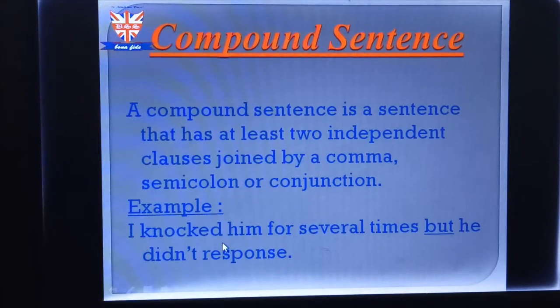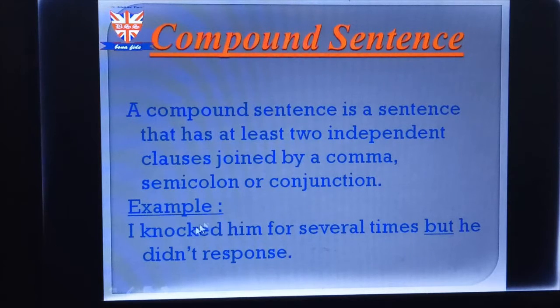Let's go for the compound sentence. It's also very easy. The difference between complex and compound is that complex has two parts, where one part is complete and another is incomplete. But a compound sentence also has two parts, and both of the parts are complete. A compound sentence is a sentence that has at least two independent clauses joined by a comma, semicolon, or conjunction. So at least two independent clauses should be there. Independent clause means two complete sentences.